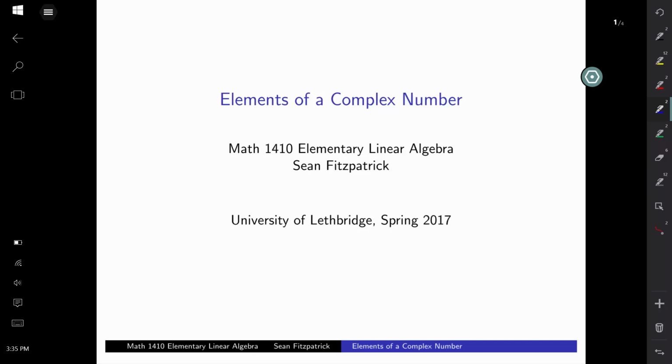Alright, so having established the polar coordinate system in the previous screencast, we're going to move on in our material for Math 1410, and we're going to look at the various elements of a complex number. So in this video, we're going to establish some terminology that we will use when we're talking about complex numbers.